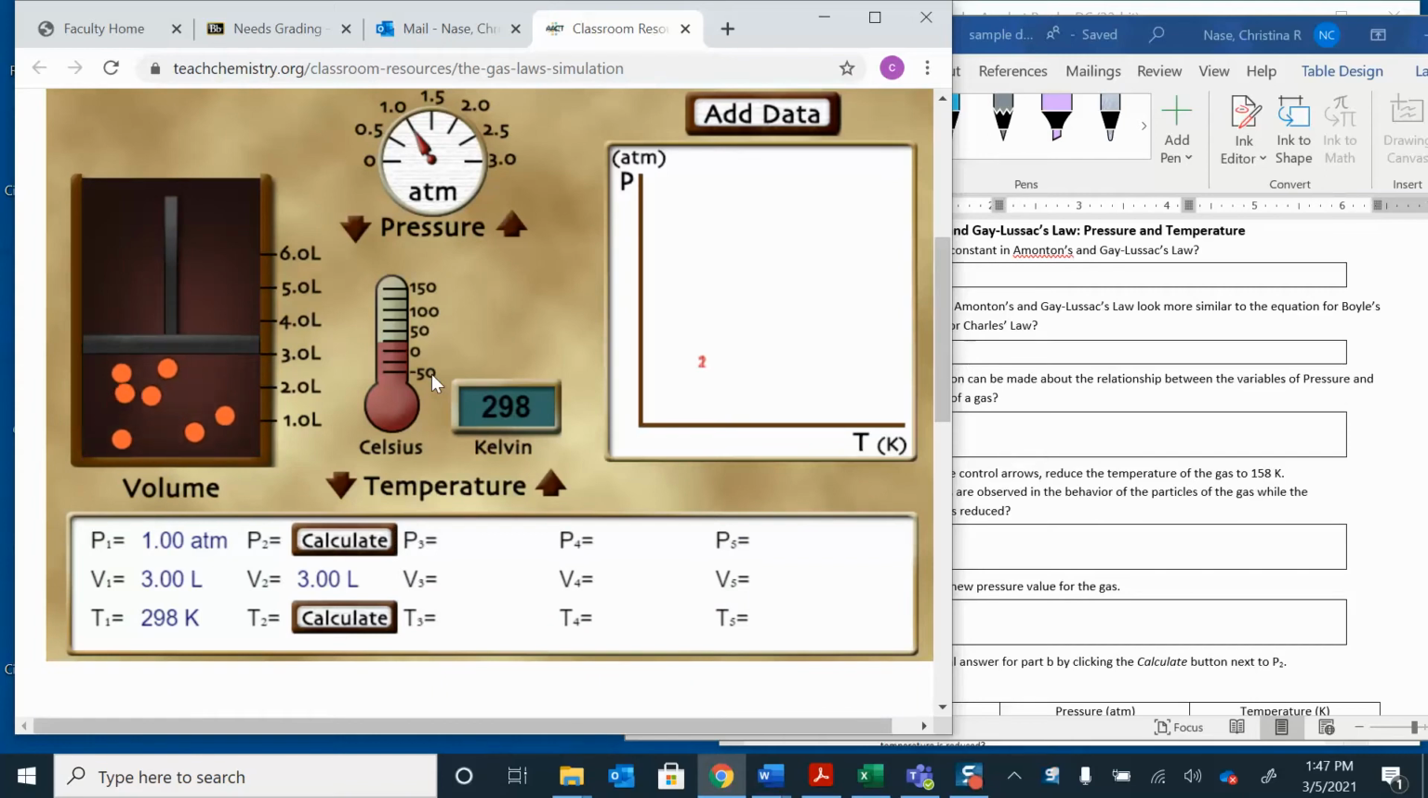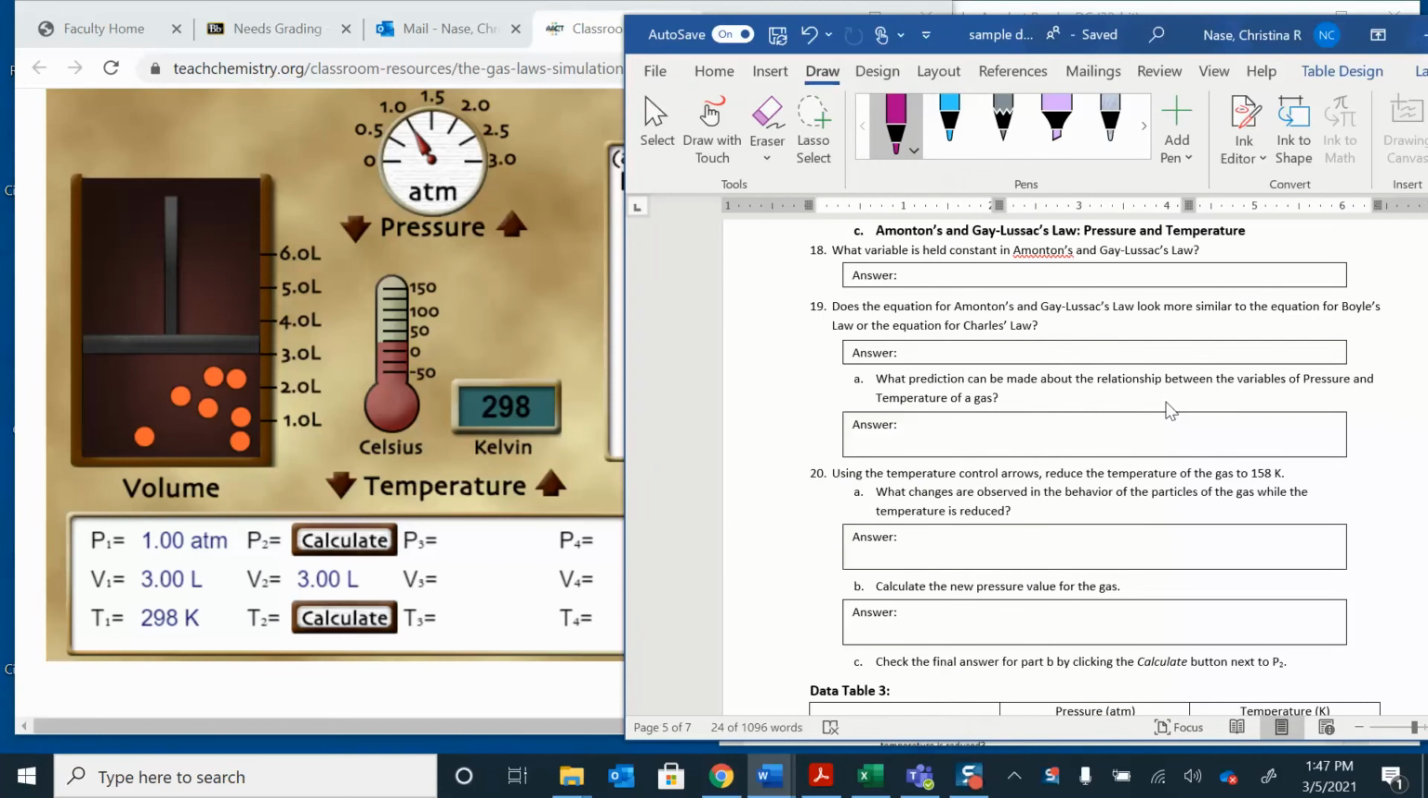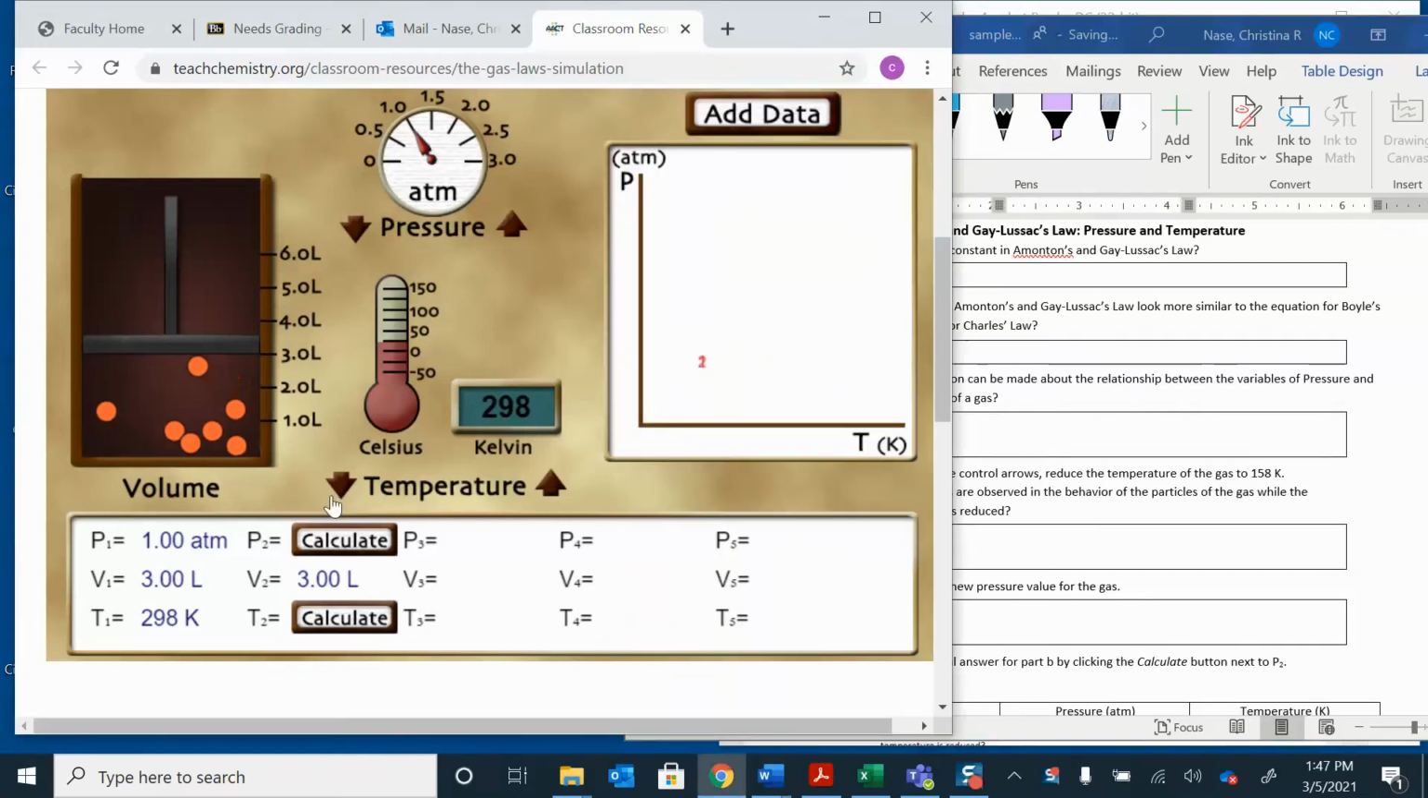Gay-Lussac's law is P over T equals P over T. That's how they're related. So P1 over T1 equals P2 over T2. And they say change the temperature to 158. So I'm going to change the temperature. So notice how they're moving. I'm going to change the temperature to 158.